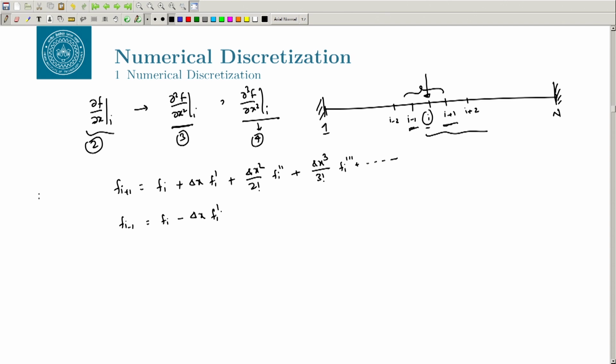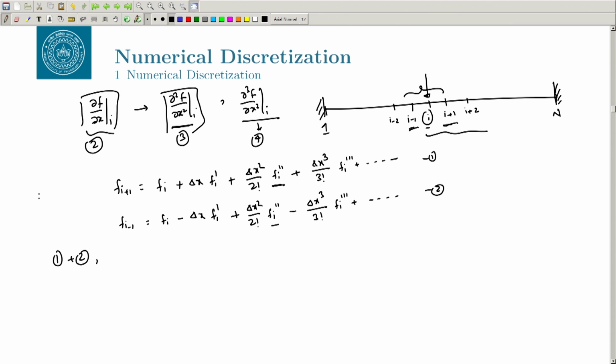So, this will be f i minus delta x f i prime plus delta x square by factorial 2 f i double prime minus delta x cube by factorial 3 f i triple prime and so on. This is my equation 1 and this is my equation 2. What is the thing that you want to calculate? You want to calculate del 2 f by del x square at i, which is nothing but f i double prime. So, we need to keep this. For that, we will do 1 plus 2. Earlier, for the central differentiation scheme of the first order, we had done 1 minus 2.